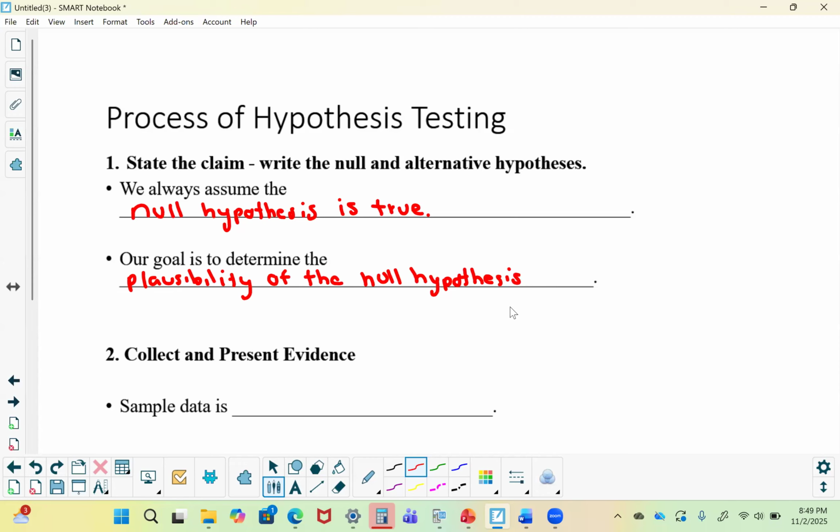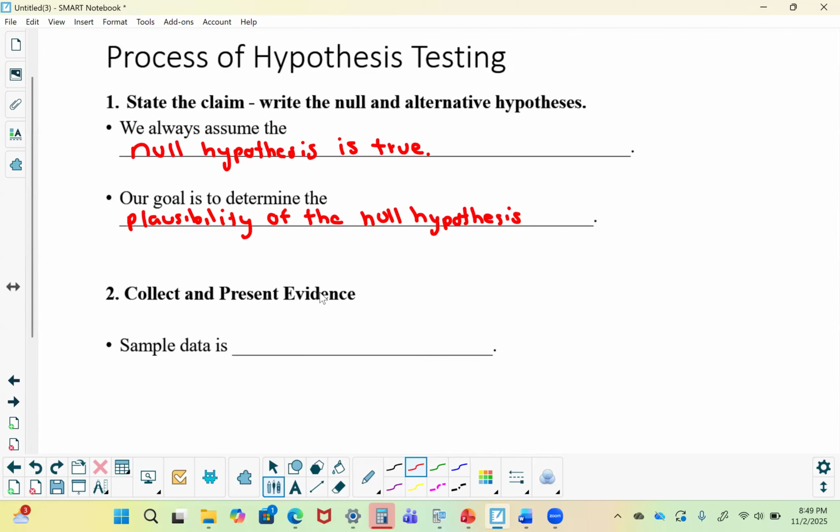So based on our sample evidence, does it show me enough evidence to say that we believe the null hypothesis is not true anymore? And that's what we're trying to determine. So then we collect and present evidence. So sample data is collected. Again, we're just going to be presented with the sample data. We're not doing the collection, but that would technically be the next step.